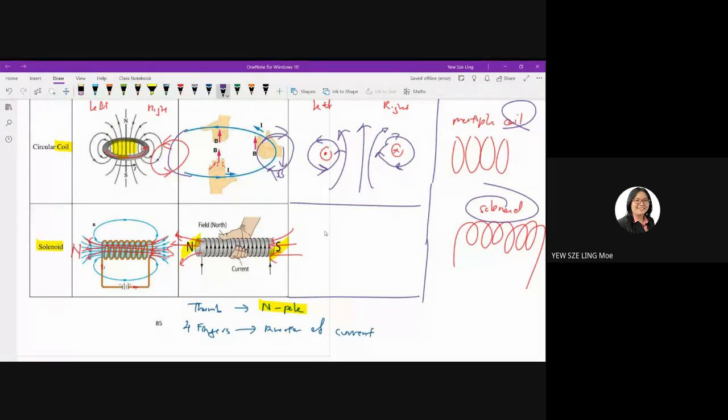Kalau kamu ada 10 turn, kamu kena buat 10 bulatan. Alright, so it's quite time consuming. So this one, I will give you the picture later on. Alright, so just right now, we just skip it first.